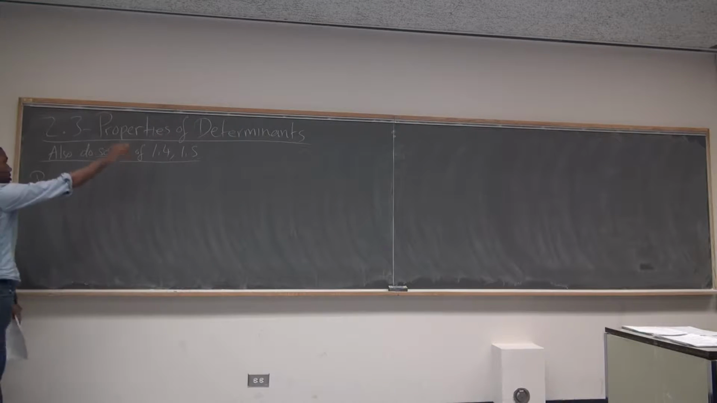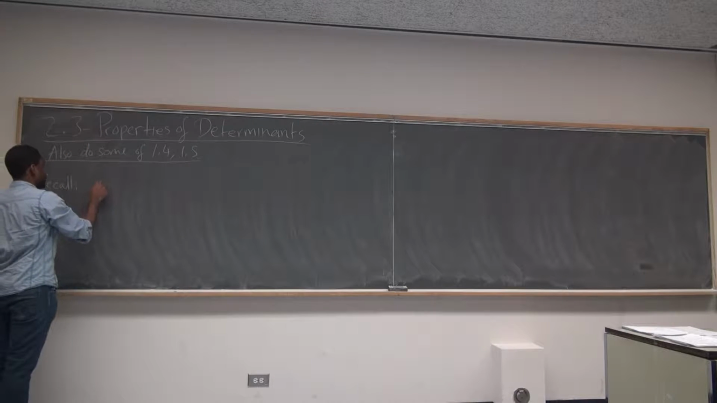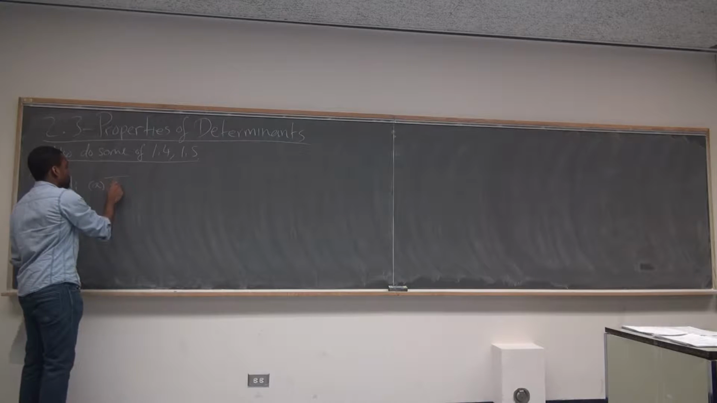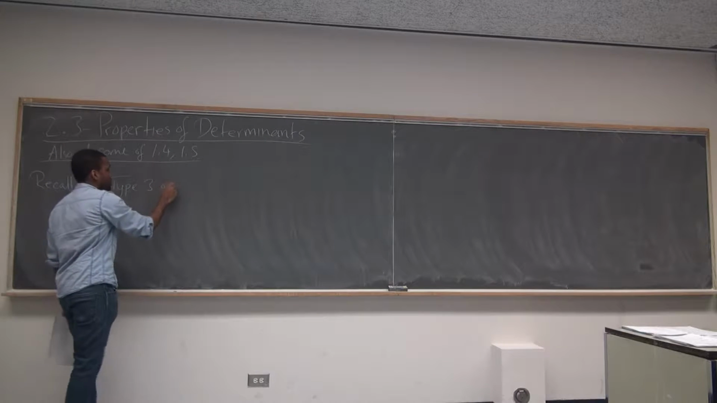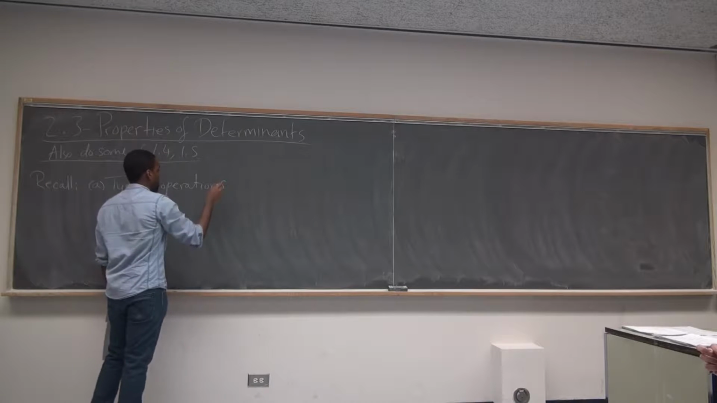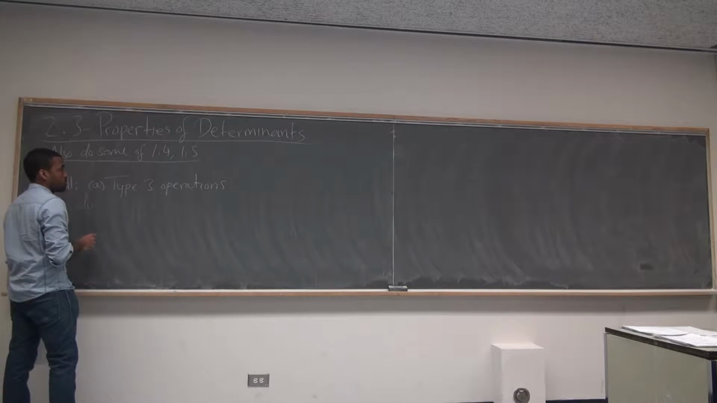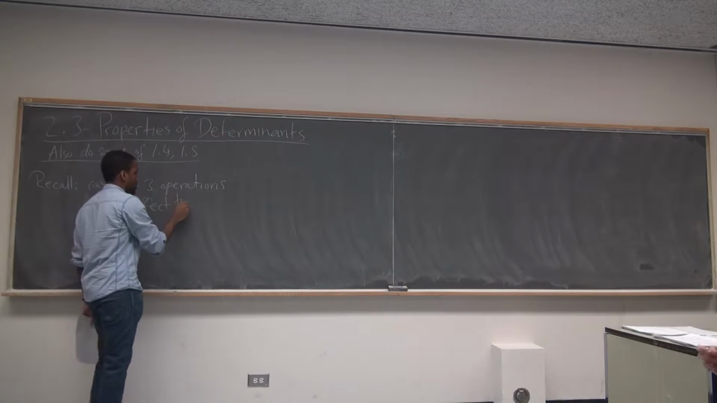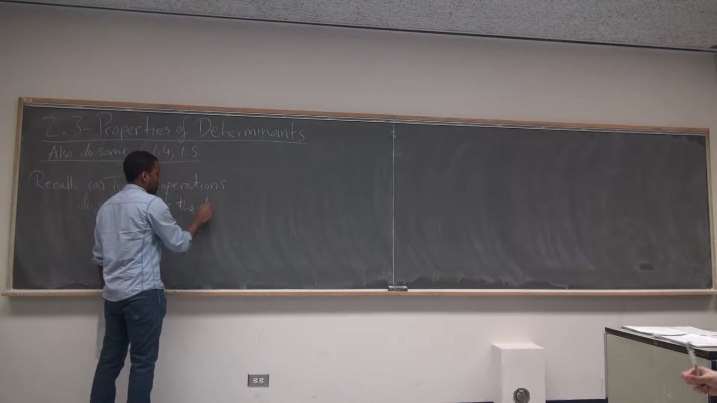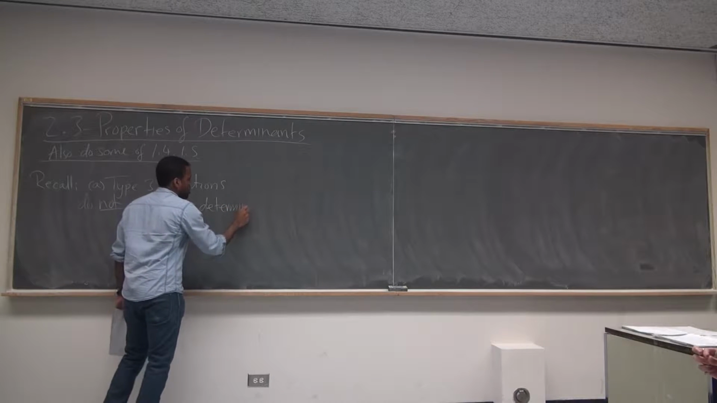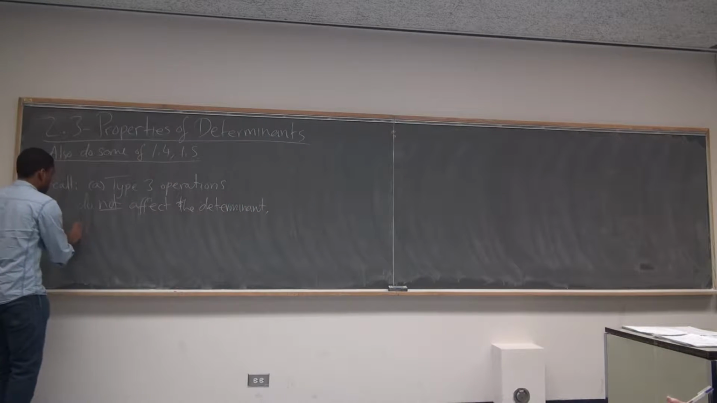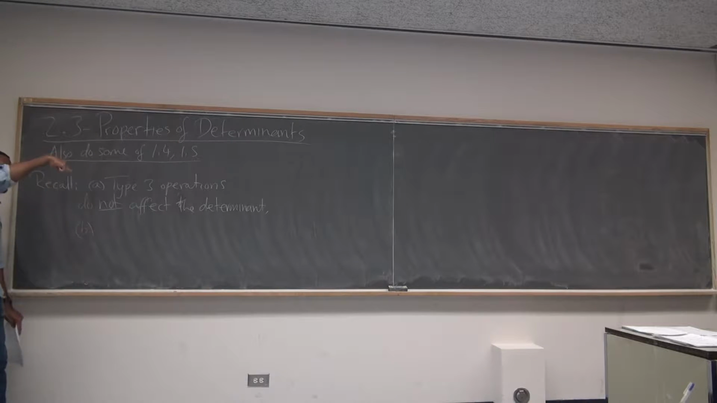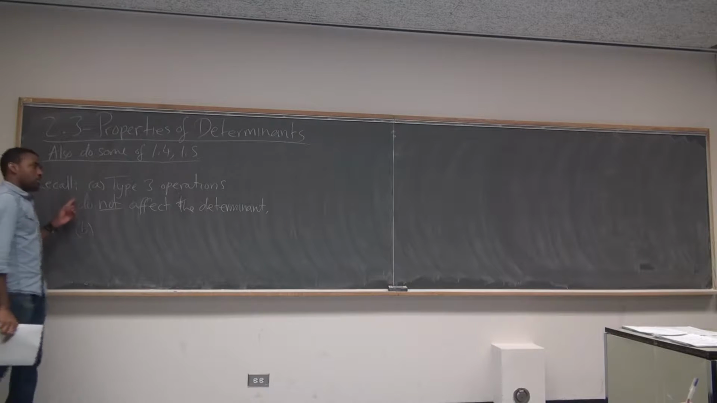Let's recall some facts. A. Remember type 3 operations. How do they affect the determinant? They do not affect the determinant. That's when you replace one row by itself plus a multiple of another row, then you don't change the determinant. Proof of this, not super hard.